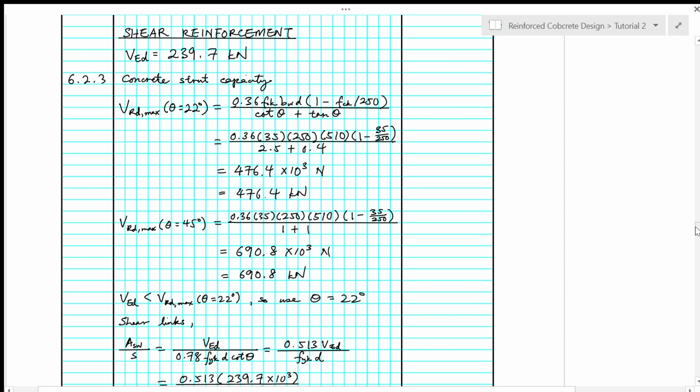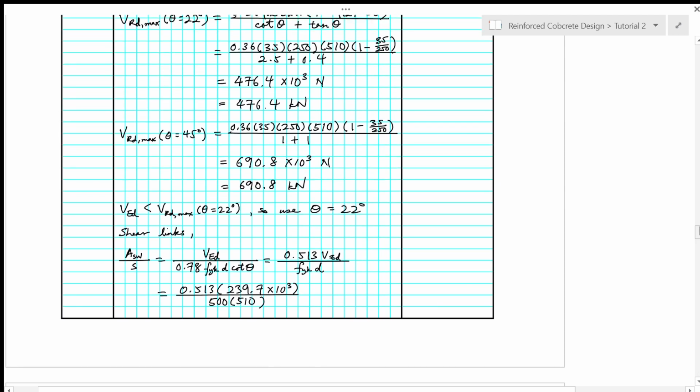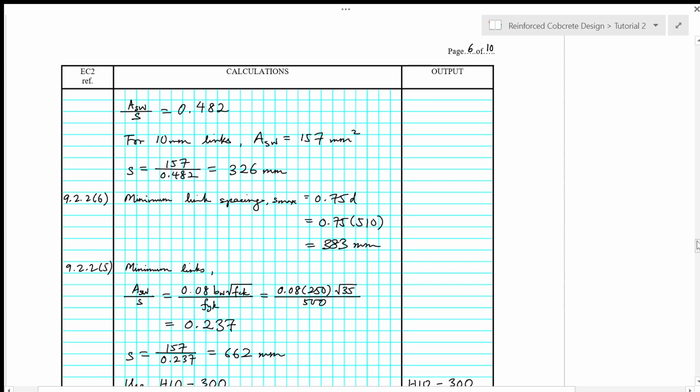So the design shear force of 229.7 kilonewton is less than the VRd,max at theta of 22 degrees. So we know that the angle will be less than 22 degrees in this particular beam. So we use the minimum angle of theta equals 22 degrees in our design. So using the design equation, Asw over s equals VEd over 0.78 d fywd cotangent theta, with theta equals 22 degrees, we get Asw over s of 0.482.